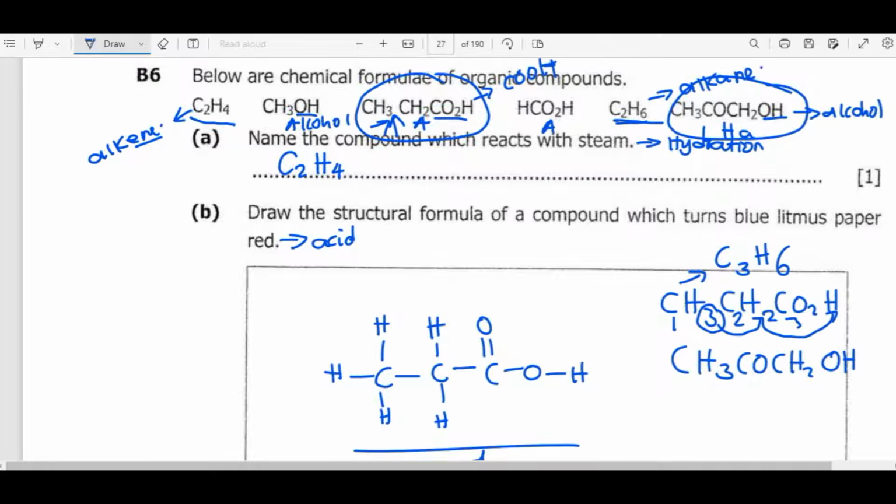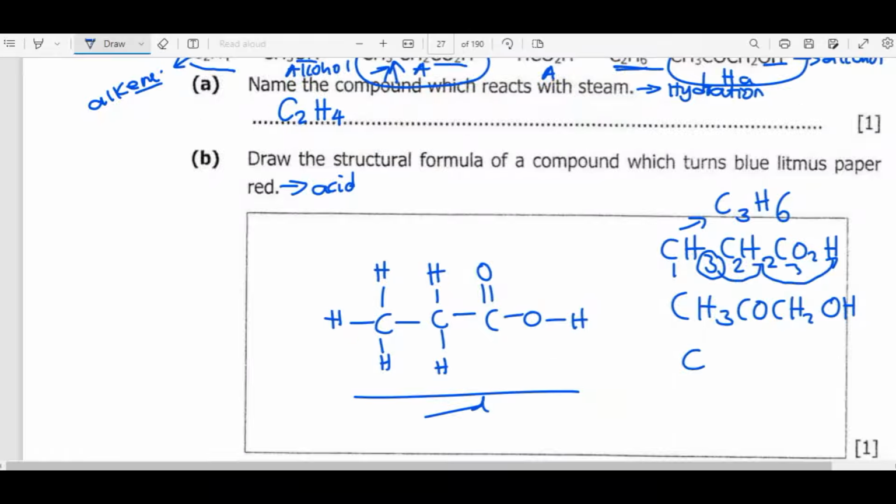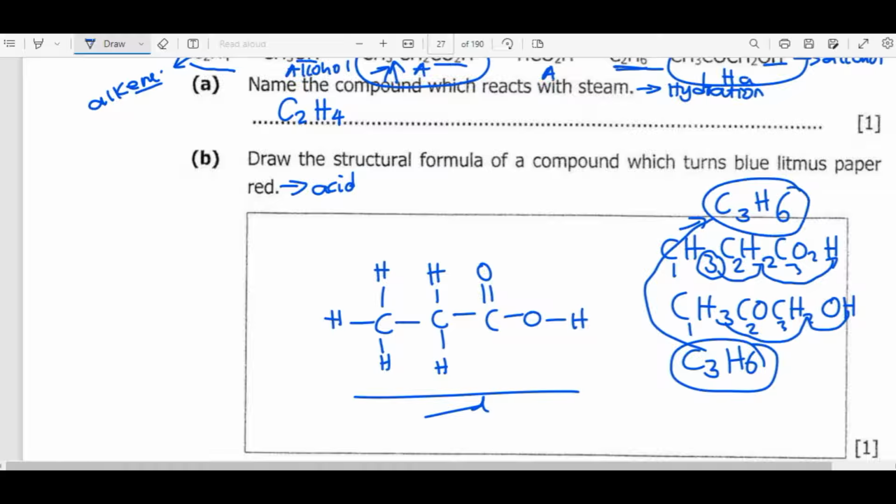So C3H6O2. Then let's check for the second one. So 1, 2, 3. Okay. Then 3, 5, 6. So we can see that the molecular formulas are the same. So they have an equal number of carbons and hydrogen atoms. So these two can qualify to be isomers.